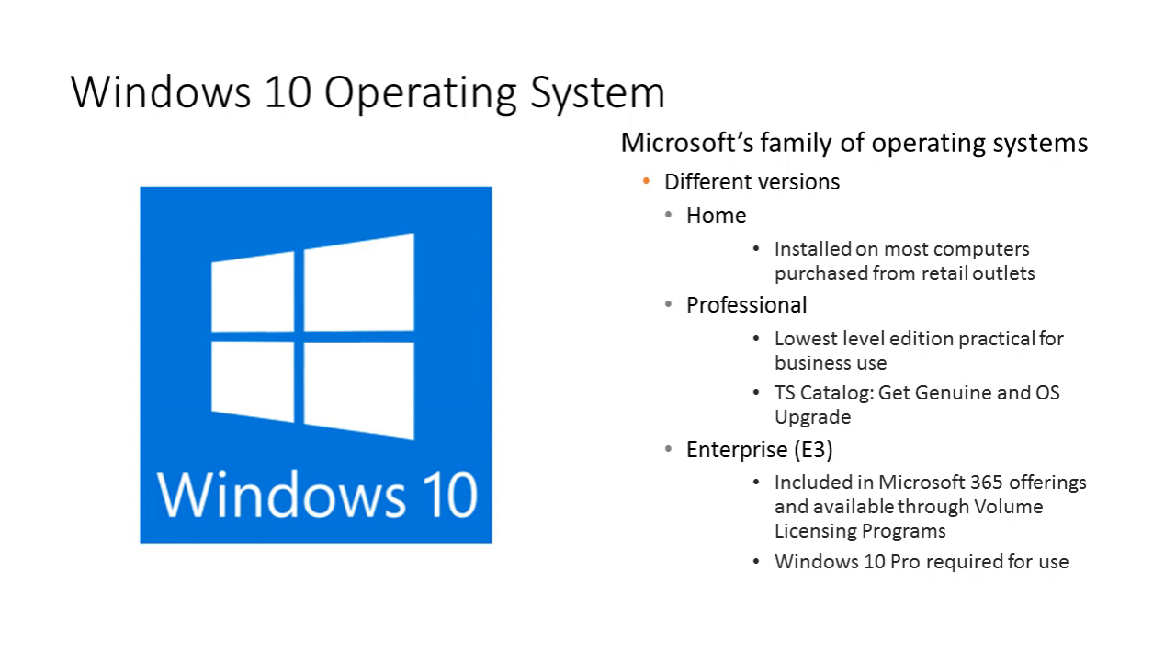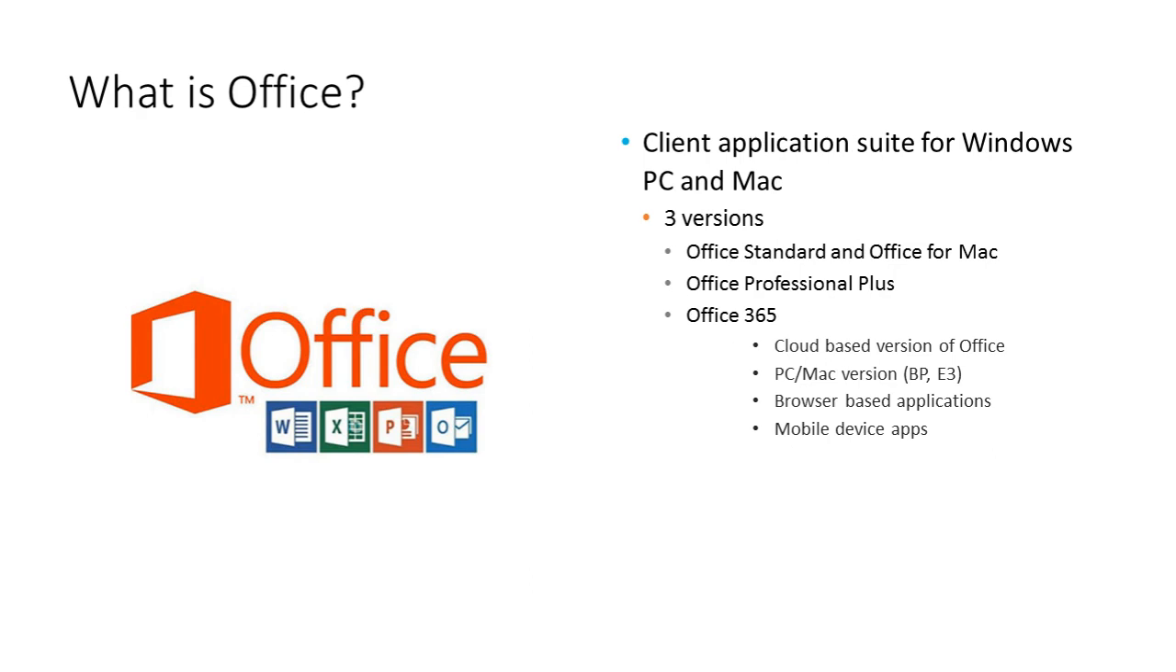In our TechSoup.org catalog, you can find the Get Genuine and the operating system upgrade, both of which upgrade to Windows 10 Pro. And Windows 10 Pro, as a cloud offering, is also available in the Microsoft 365 E3 license. So if you're interested in the cloud version, it should be available in the Microsoft Enterprise E3.